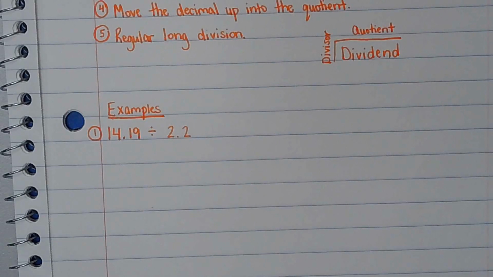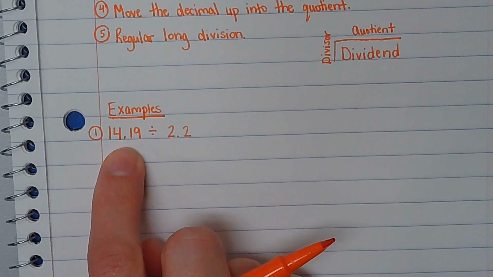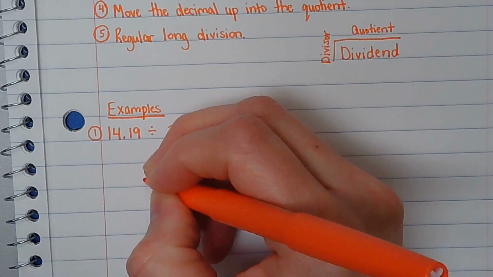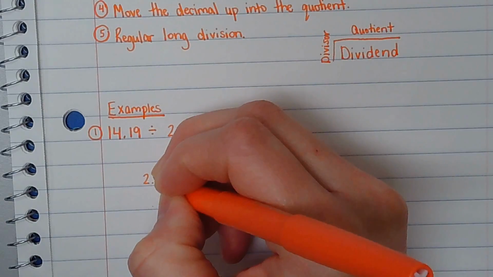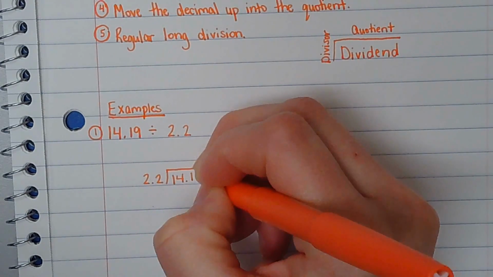And we said the first number goes inside the house. So this is my first number. It doesn't matter if it's big, small, whatever. It's the first number, so it has to go inside my house. So 2.2 is on the outside. 14.19 is on the inside.